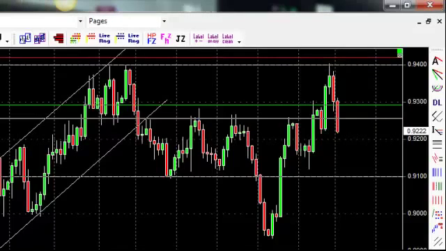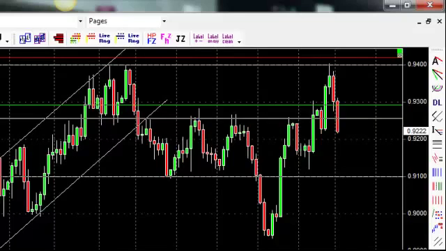This way, when I color my charts like this, I can visually see where I got in, where my profit target is, and where my stop loss is. Now, since we're in this channel, what I'm looking for price to do is to come down to this range in here.